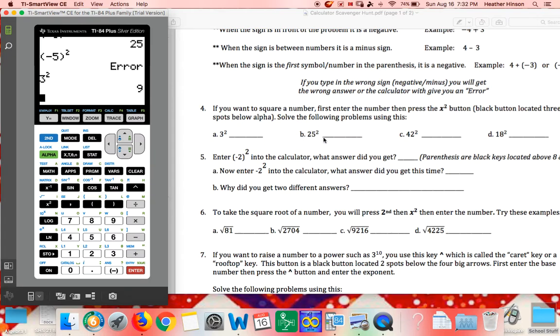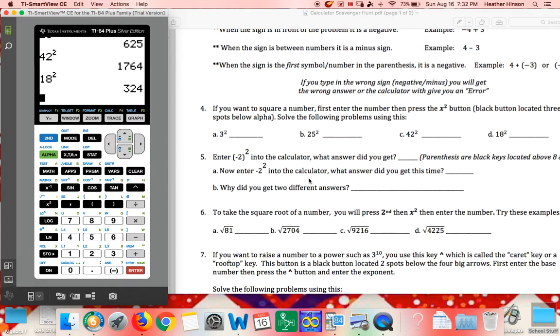You can also do these. 25 squared. Enter your number first, and then hit the middle button on the left column for squared, and enter. Same thing for 42 squared and for 18 squared. So this little X squared symbol is always going to square your answers for you.